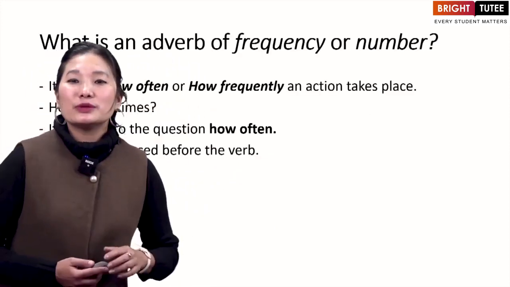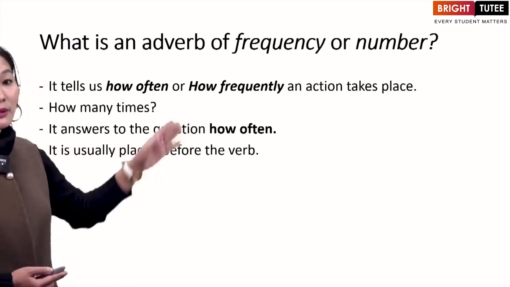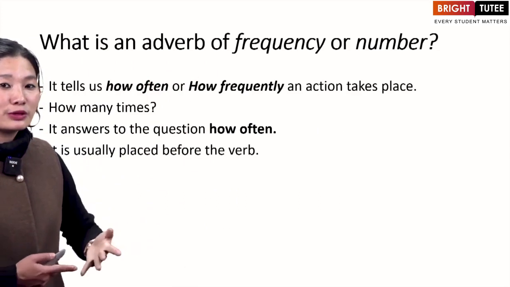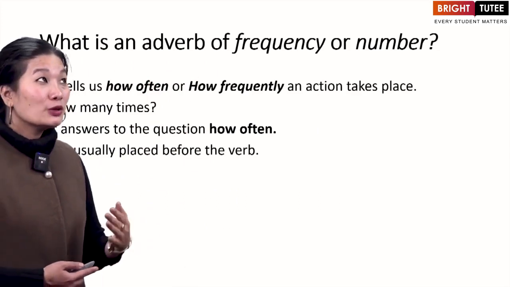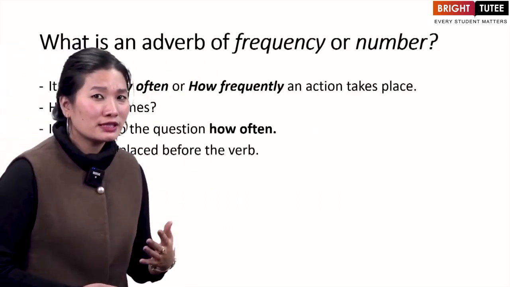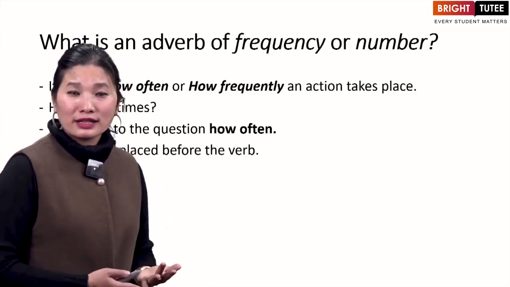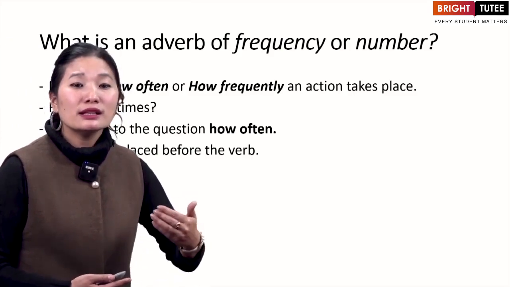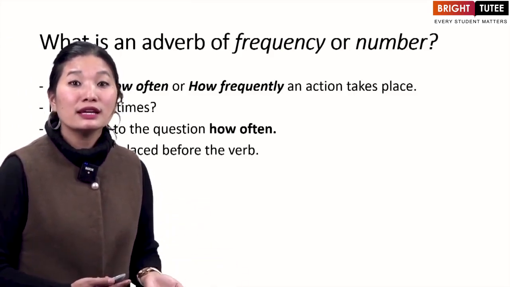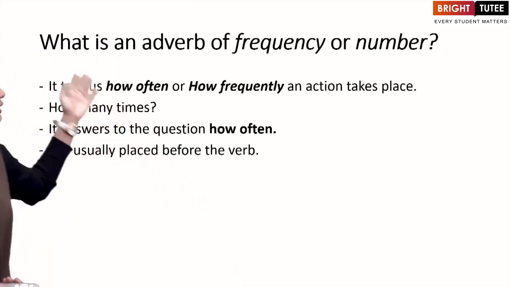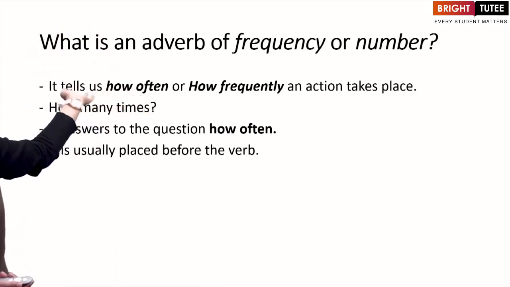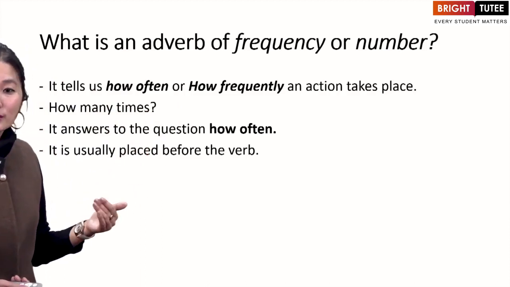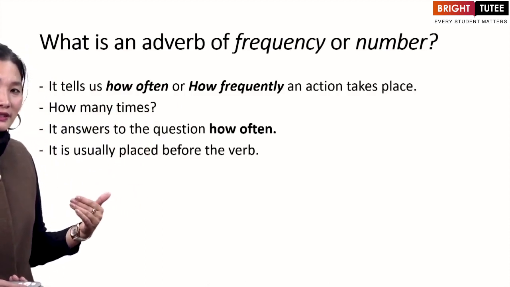The first thing that we are going to discuss is adverb of frequency or number, okay? Adverb of frequency or number. You may not understand what a frequency is, though you will understand what a number is. Adverb of frequency means it will tell you how often or how frequently an action takes place. An adverb of frequency tells us how often or how frequently an action takes place, right?